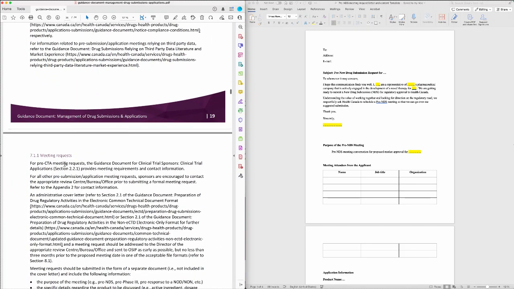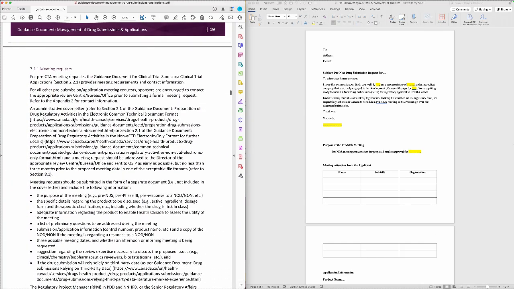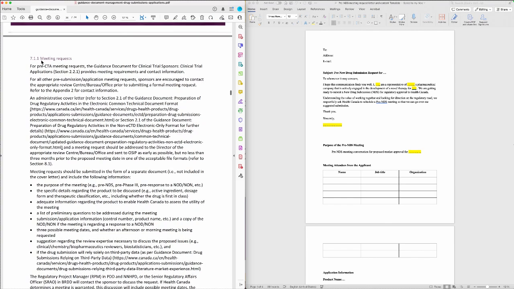Of course, the list is longer than this, but what you need to look into now, when preparing, is section 7.1.1, where we are talking about a meeting request. So what is in this section? In this section, Health Canada is telling us that if you would like to apply for a meeting before submitting a package, we will have to prepare the following. And they give us the instructions, and within the instructions, they also give us a template.